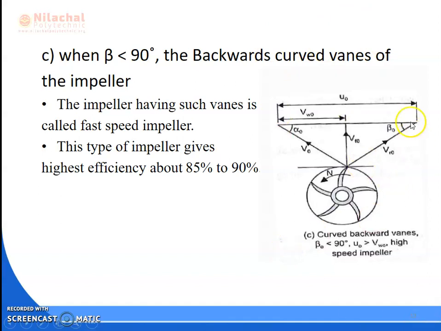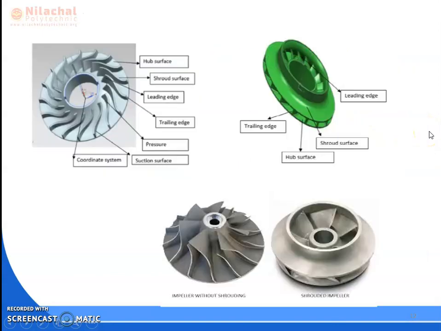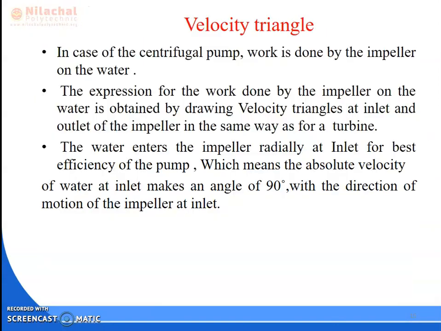So this is the relative velocity, making an angle beta here. This is V0, the outlet discharge velocity of the water. It will have a sine component and a cos component. This is the velocity of the blade, and this is the relative velocity of the water. So in the case of a centrifugal pump, work is done by the impeller on the water.